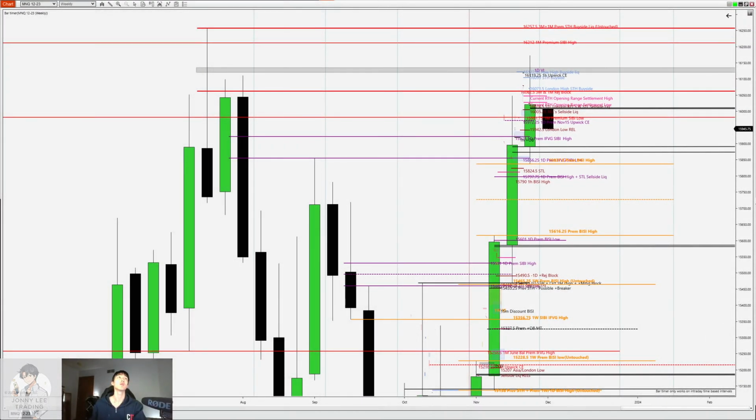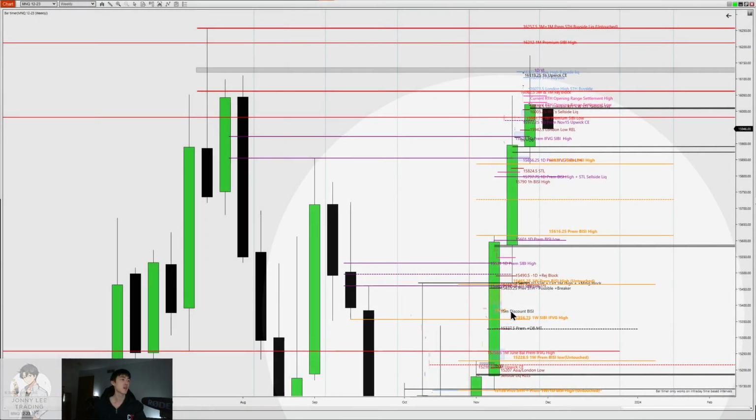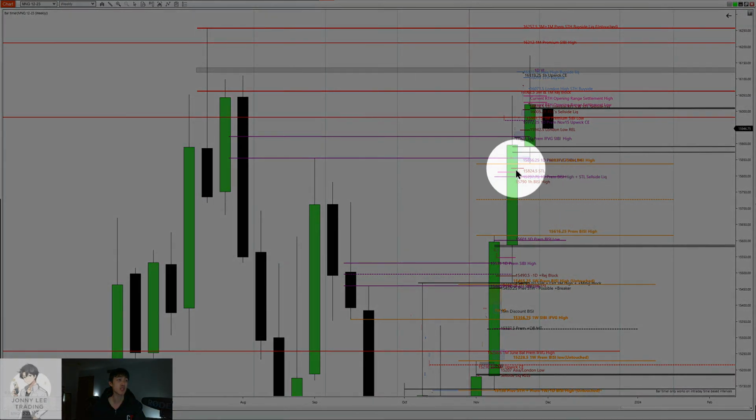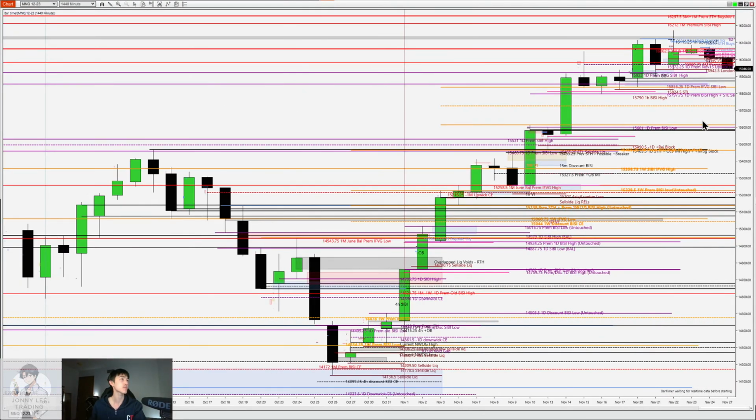So on the weekly, we do have some ones lower down here that are sell side imbalances, but we'll take a look at those when we need to. All right, for this Monday's preparation and this week's preparation, this is what we're eyeing for. So let's go down into the daily next.